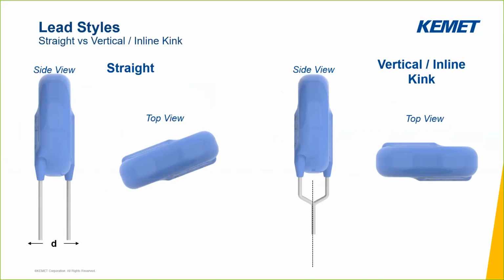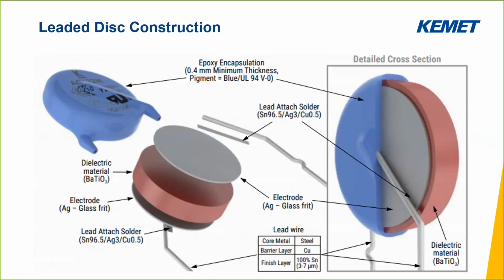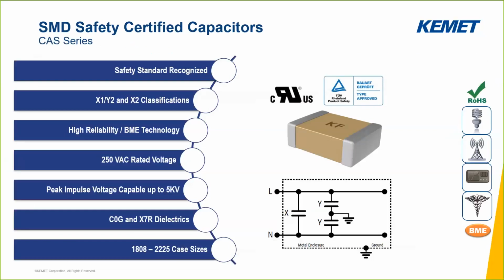Now, ceramic safety certified disc capacitors are constructed using a single layer capacitor in the form of a disc with lead wires attached using a lead-free solder joint. After assembly, the capacitors are coated with a fire retardant epoxy encapsulation material. Now, on November 25th of last year, KEMET announced the CAS Surface Mount Capacitor Series, which is available in X1, Y2, and X2 classifications.